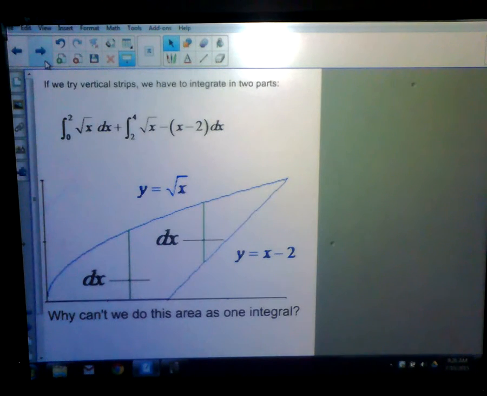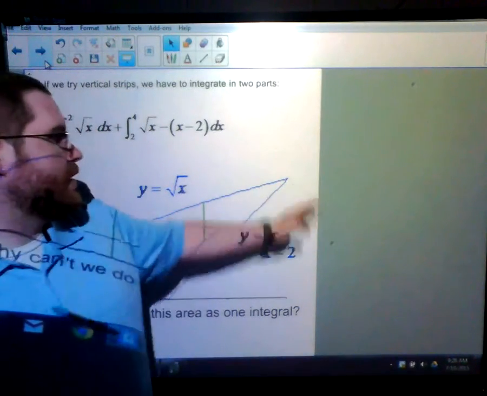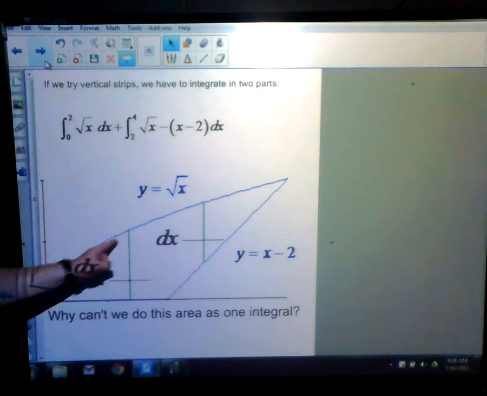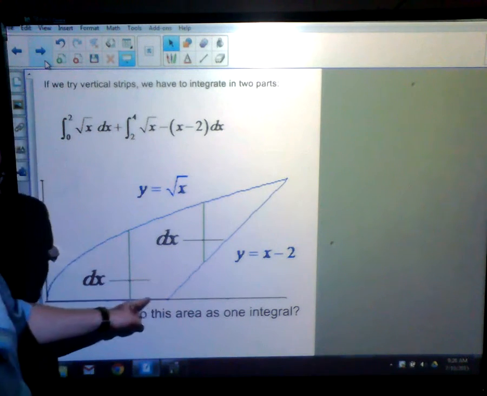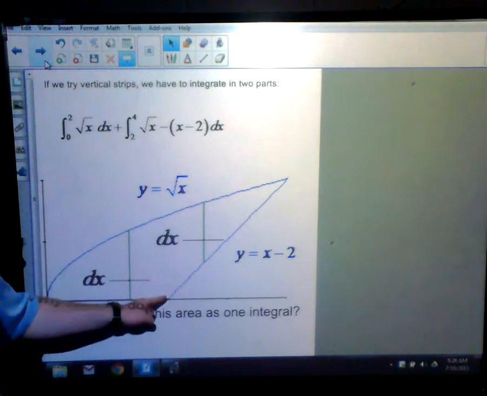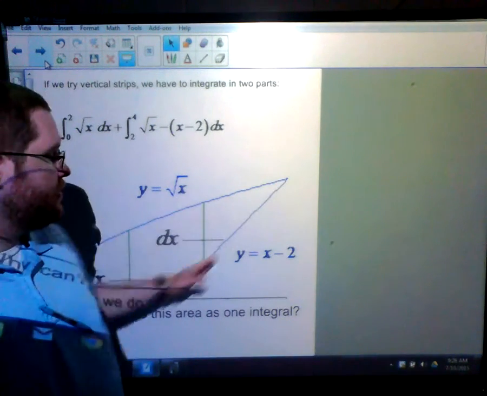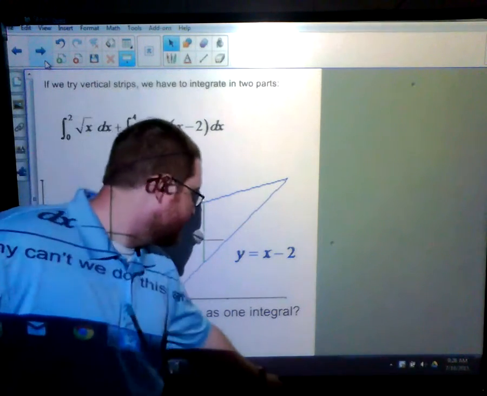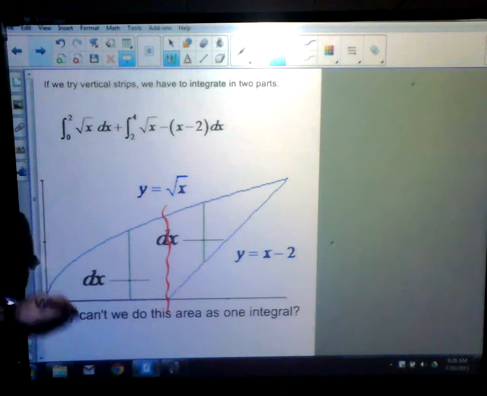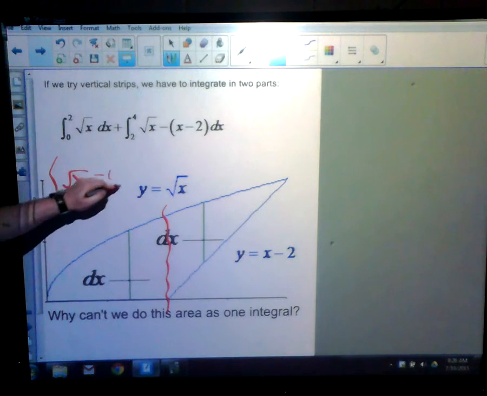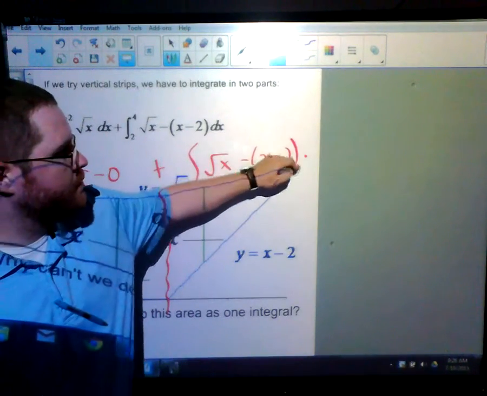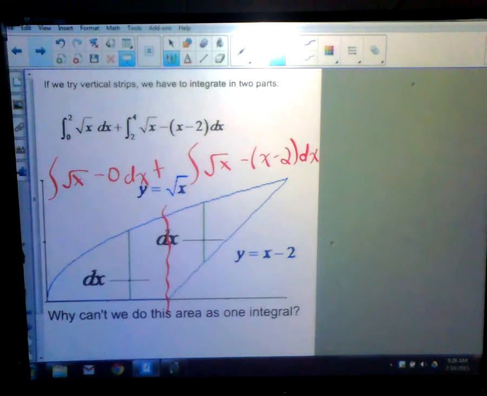What about a function like this? I have the square root of x, and I have x minus 2. But what do you notice here? This function is on top to here, and there is no function on the bottom. So 0 would be your bottom function. But then here, it switches. Now this is the bottom function. So I could, if I wanted to, split this into two problems. The integral of the square root of x minus 0 plus the integral of the square root of x minus x minus 2. And I would find my bounds, and I could do it that way.